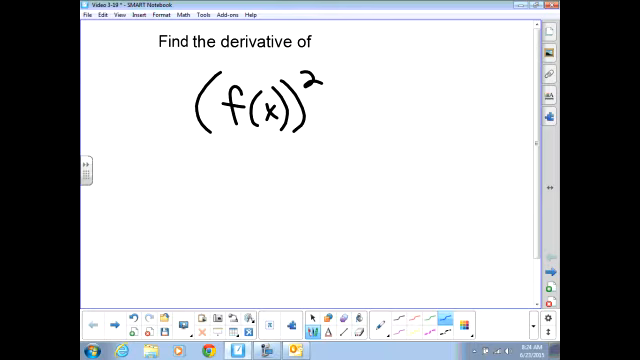We know with the chain rule that we do the derivative of the outermost function, keeping the inside function the same, and then we multiply by the inside function's derivative. So we will bring the 2 out front. This will now become f of x to the first, and we'll multiply by the inside's derivative, which would be f prime of x. So we really have 2f of x times f prime of x.